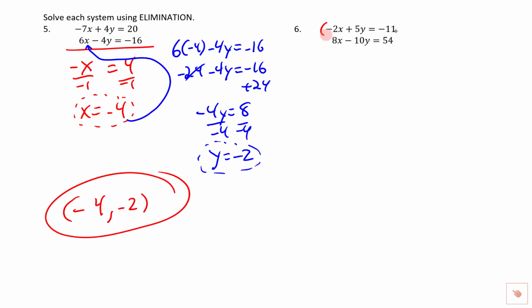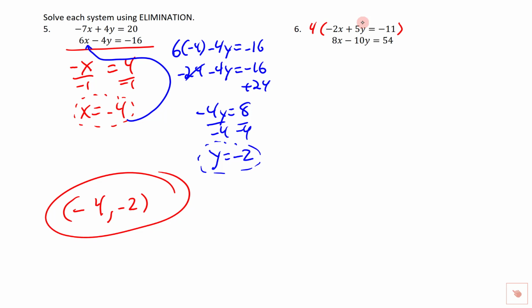So here's what I'm going to do. I'm just going to multiply this top one by 4. Now, if you're thinking, hey, why are you turning that into an 8 when you could just multiply by 2 and that would turn that into a positive 10 and that would cancel? Really just personal preference at this point. It doesn't matter which one you eliminate, just whichever one you find easier.